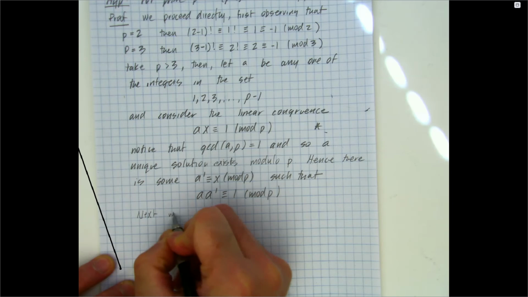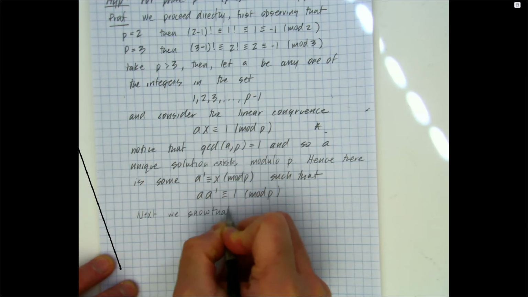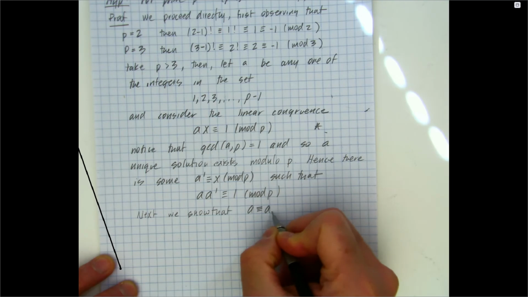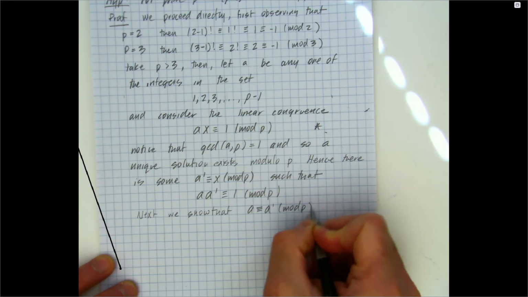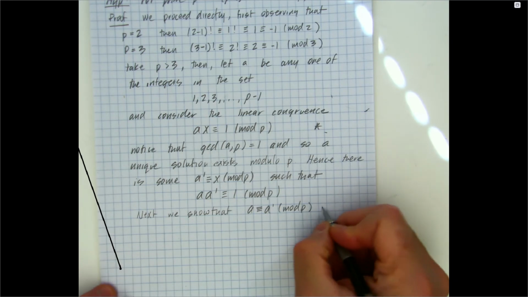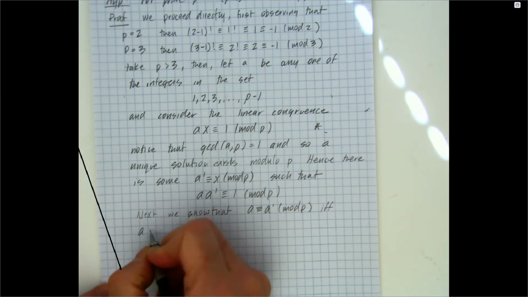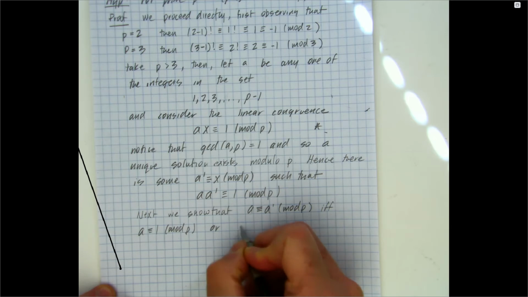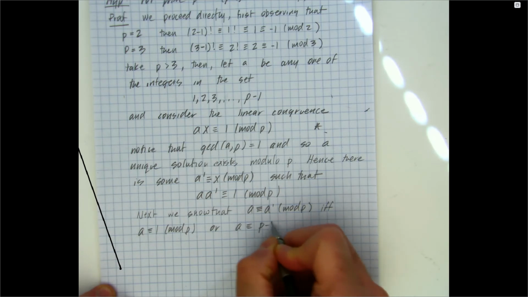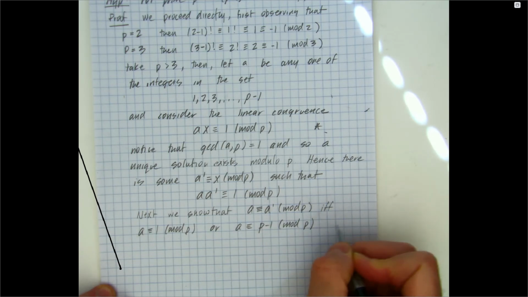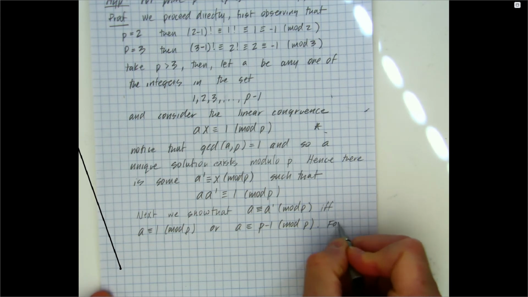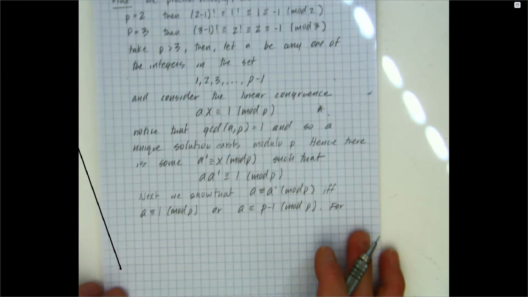Next, we show that a is congruent to a prime mod p if and only if a is equal to 1 or congruent to 1 mod p, or a is congruent to p minus 1 mod p. So you can kind of see how this works in the forward sense. This is kind of like a mini proof inside of the proof.